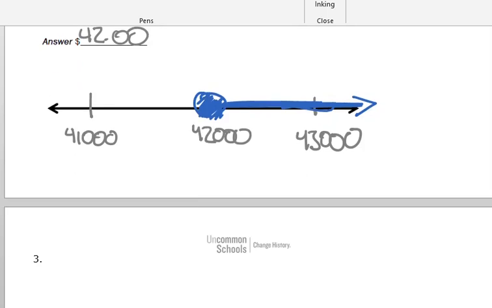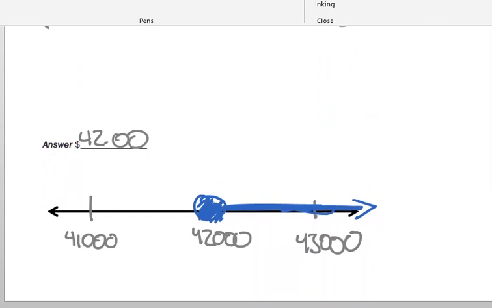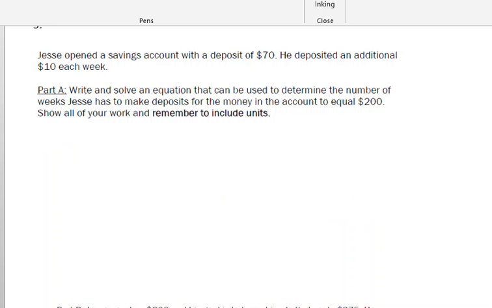Okay, let's keep moving with our open-ended response practice. All right, Jesse opened a savings account with a deposit of $70. Deposit is what he put in. He deposited an additional $10 each week. Part A, write and solve an equation that can be used to determine the number of weeks Jesse has to make deposits for the money in the account to equal $200. Show your work and remember to include units.